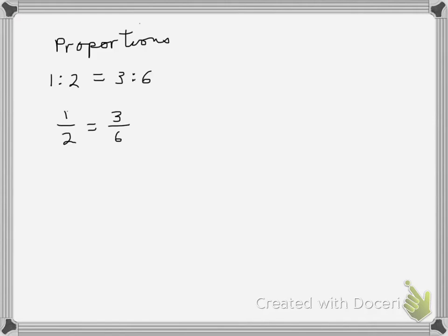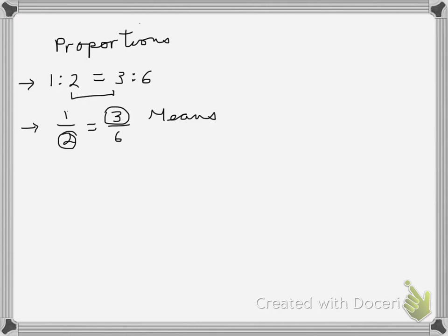So we've got 2 ways to write this. Here we're saying 1 to 2 equals 3 to 6, and here we're saying 1 over 2, or 1 to 2 written in a fractional form, equals 3 to 6. Now in this we've got a couple of vocabulary words. These are called the means. So this and this are the means.